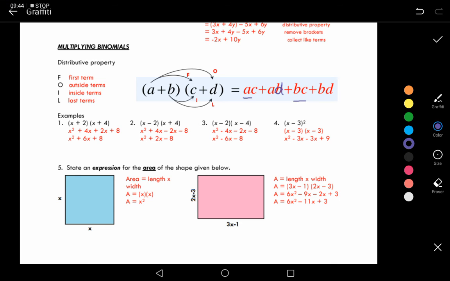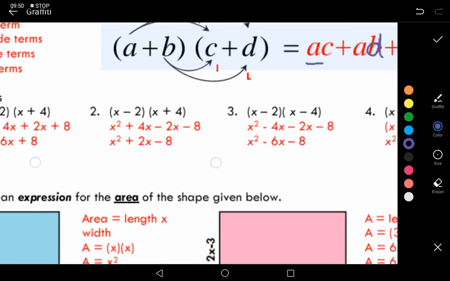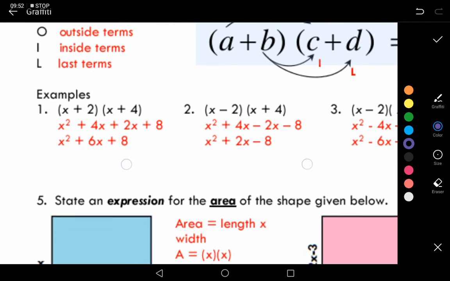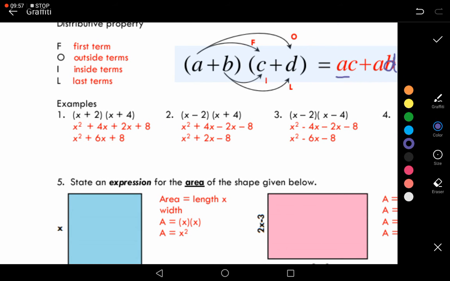Okay, so that is how we use FOIL. Obviously, again, that is with the variables, so don't let it confuse you. It's going to be the same thing if we have actual numbers. So let's look at some examples here. So this first example, we have x plus 2 times x plus 4. So again, like I told you in the review video, I always like to just draw my lines in to remind myself what I'm multiplying together, okay?